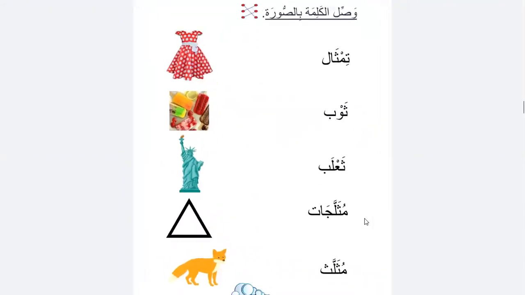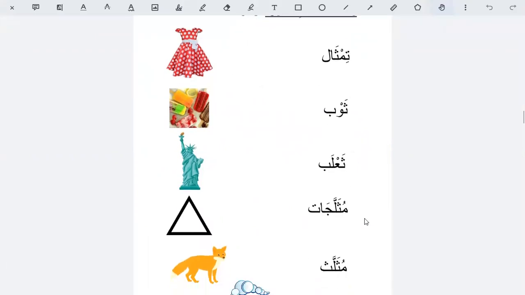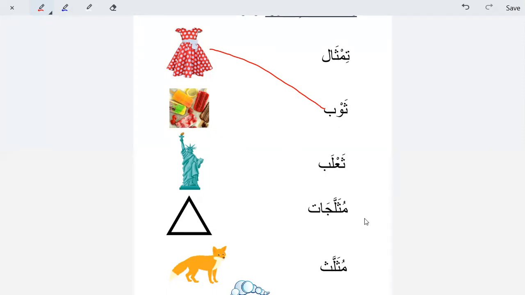Wasil al-kalima bis-sura. Match the word with the picture, or join the word with the picture. Latifa, first picture. What is the Arabic word for dress? Thawb. Good. Ice cream means? Take help from your brother. Muthallajat.